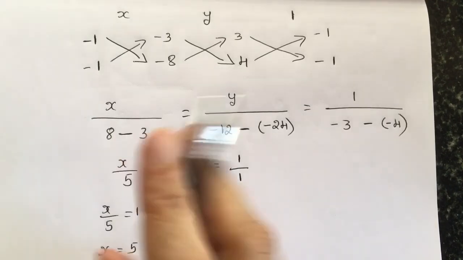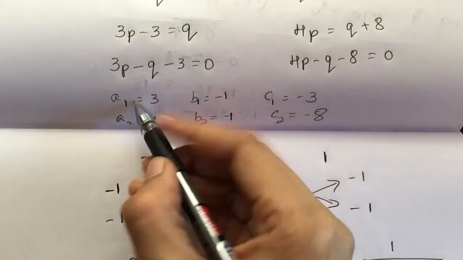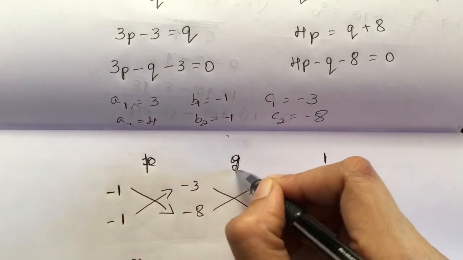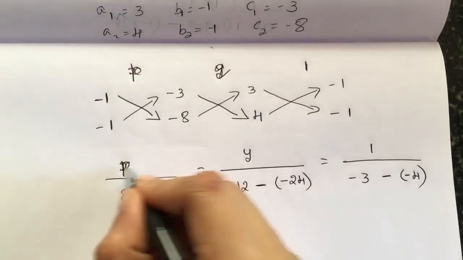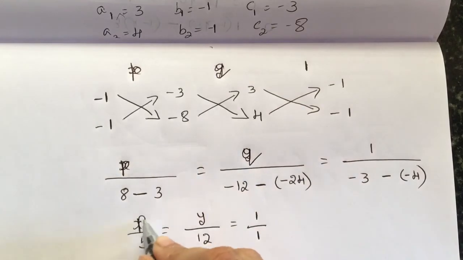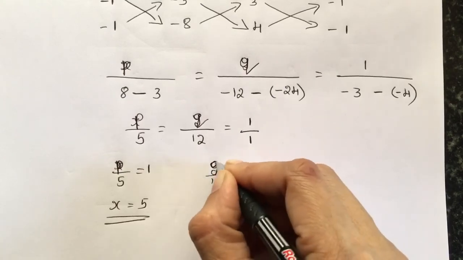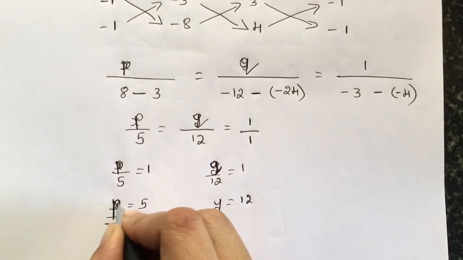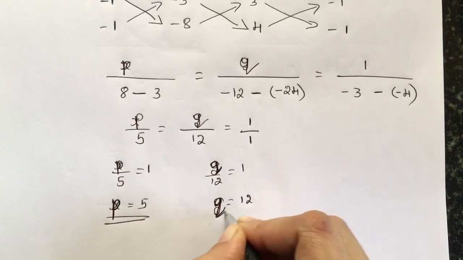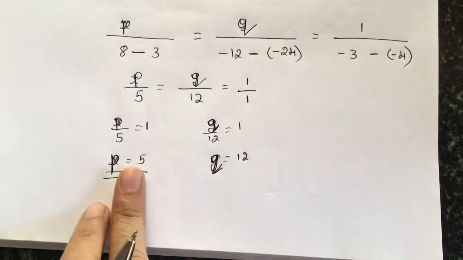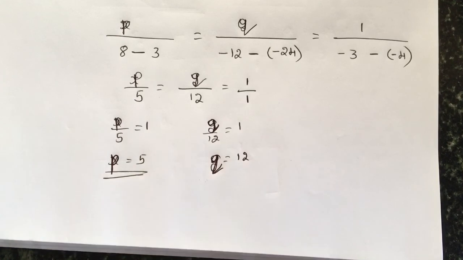I'm sorry, here I'm not using x and y. It should be p and q. I'm so sorry. Yeah, p and q. After repeating so many times, I made a mistake. Okay. P and q here in this case. So p equal to 5 and q equal to 12.